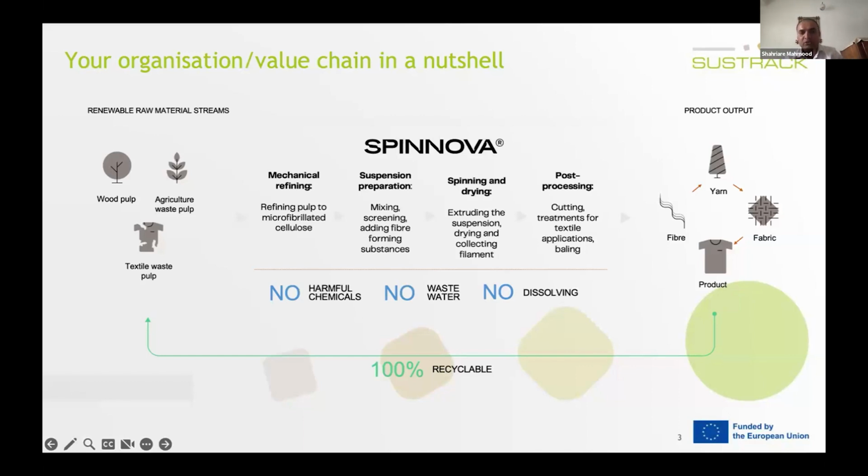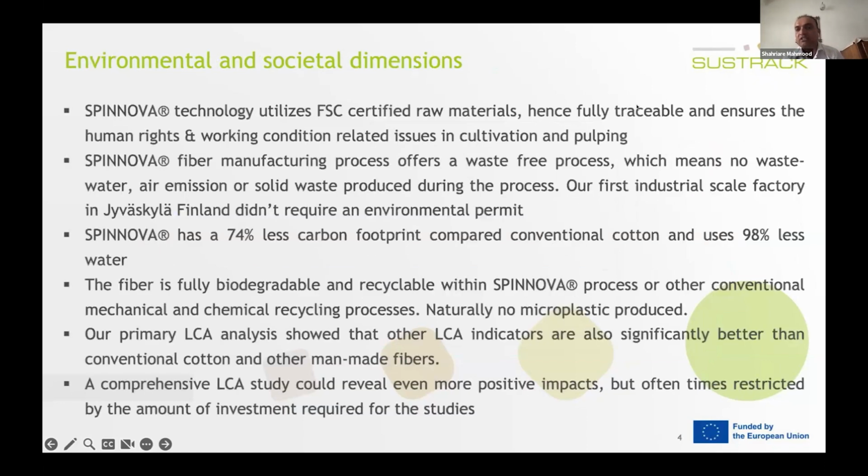So basically, as you can see in the whole process, there is no chemical process involved. We don't use any chemical and water in the process, and there is no wastewater or any kind of solid waste coming out of the process. And then the fiber can be used in the typical yarn spinning process and then further.